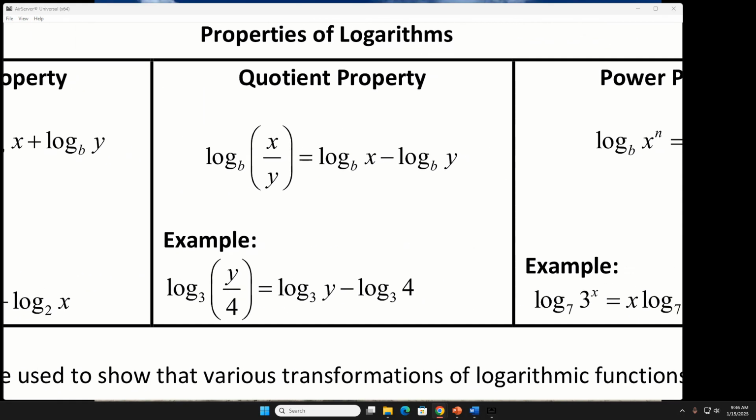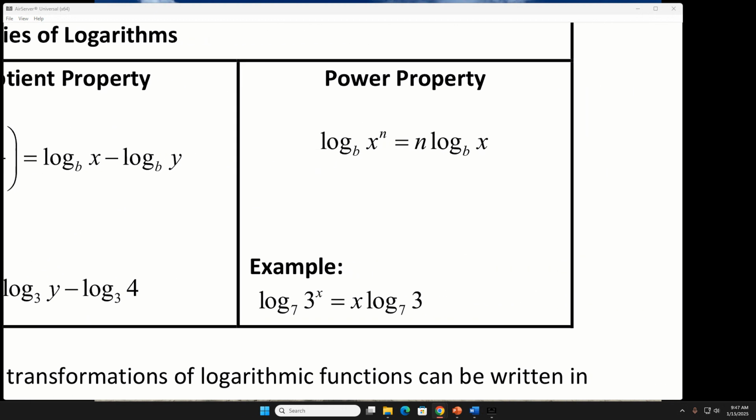All right, there's also a quotient property for logarithms, similar to the quotient property for exponents. So if you have a logarithm of a quotient, you can separate it into multiple logarithms that are subtracted from each other. And again, it is more useful to go the other way to bring them together using one logarithm.